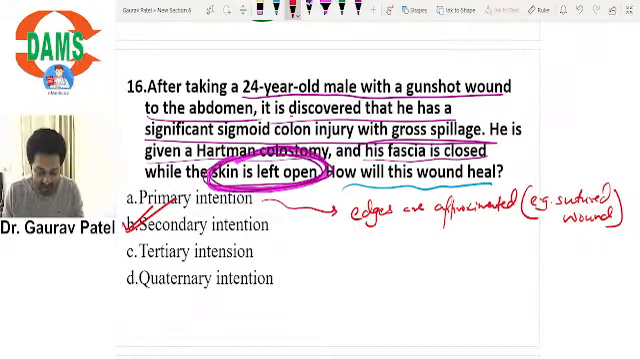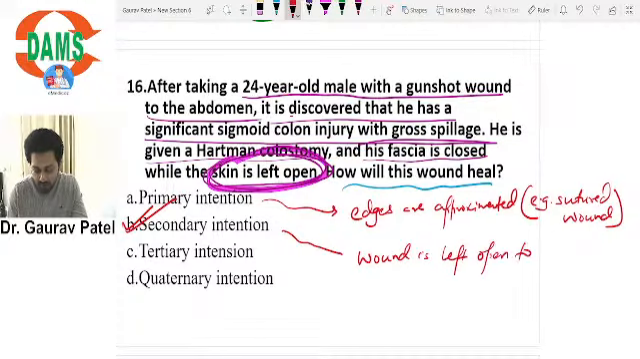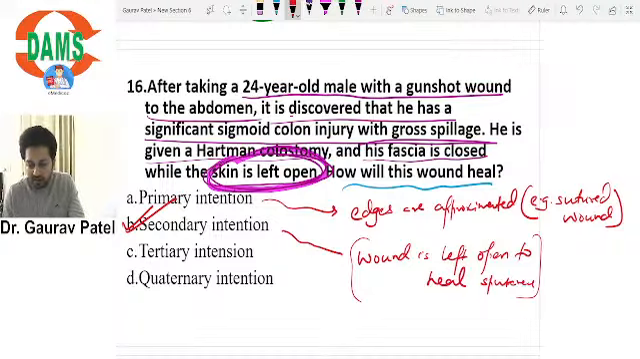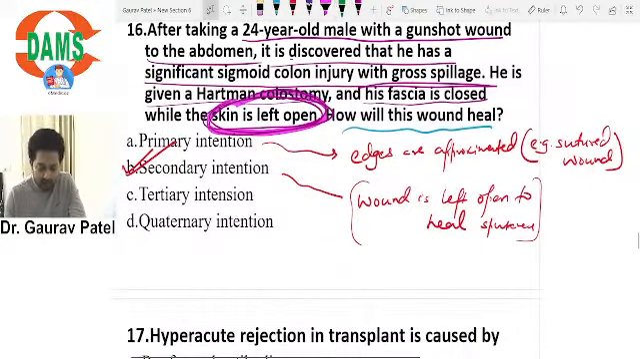So primary intention is when the edges are approximated. Secondary intention is when the wound is left open to heal spontaneously. The wound will heal on its own. That is secondary intention. The healing will be delayed and the scar will be very bad and ugly.